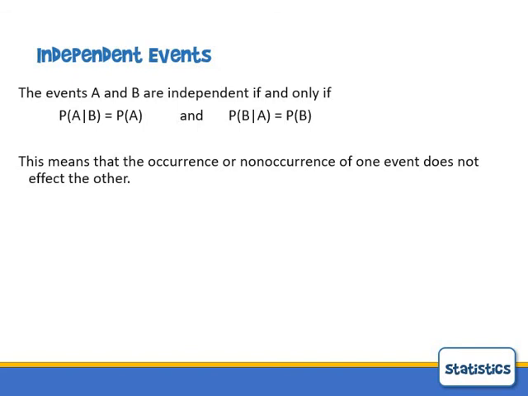And equivalently, if the probability of B given A is equal to the probability of B, they're independent. Okay? So the conditional probabilities don't change because knowing the extra information about A or B doesn't tell me anything about the other when they're independent. That's the definition of independence.